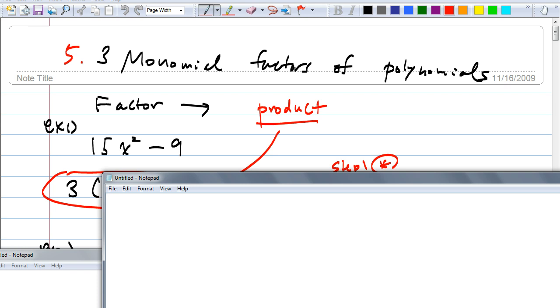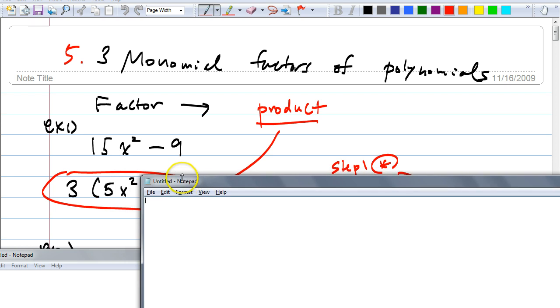Let's listen to Carolyn now. I think Carolyn got it. She was a bit confused. Now she understands. 3 times what gives you 15x squared minus 9? 5x squared times negative 3. Oh no, subtract it. 5x squared. That's correct. Yeah, because what is 3 times 5x squared, class?